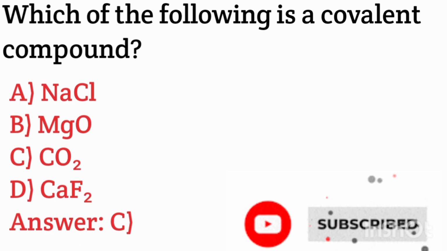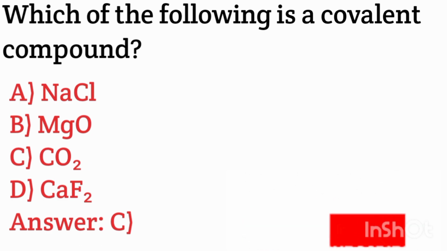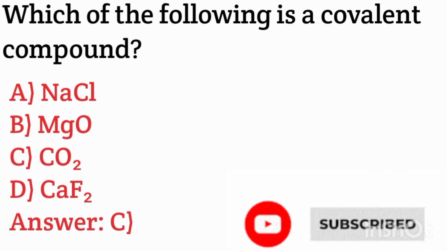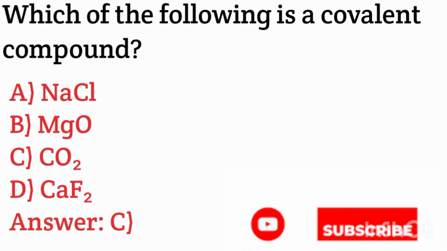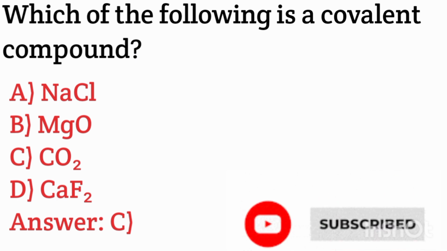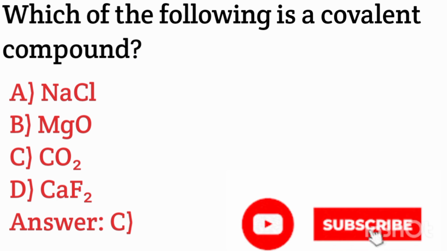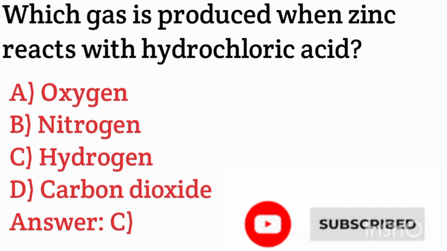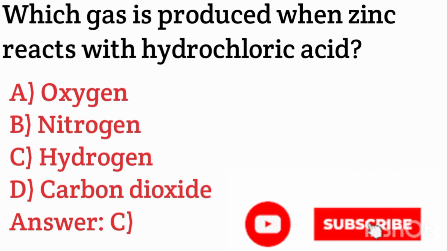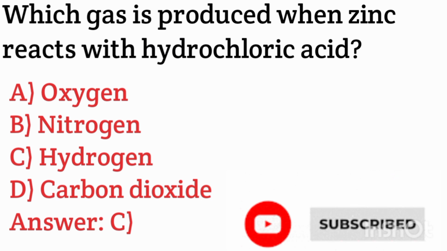Which of the following is a covalent compound? CO2. Option number C is correct. CO2 is a covalent compound. Which gas is produced when zinc reacts with hydrochloric acid? Hydrogen. Option number C is correct.